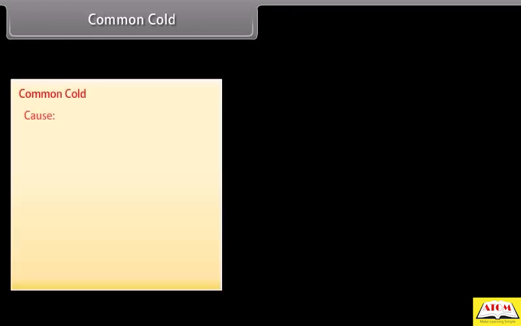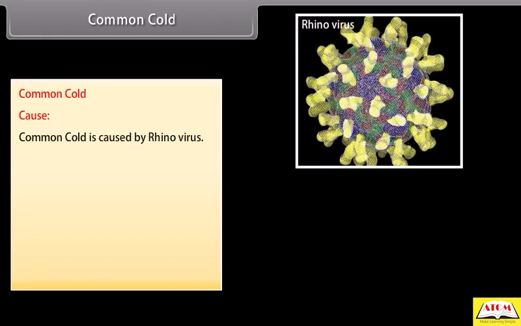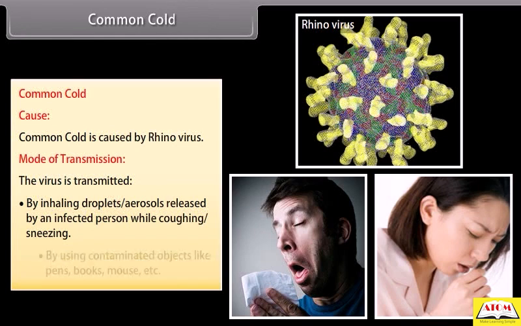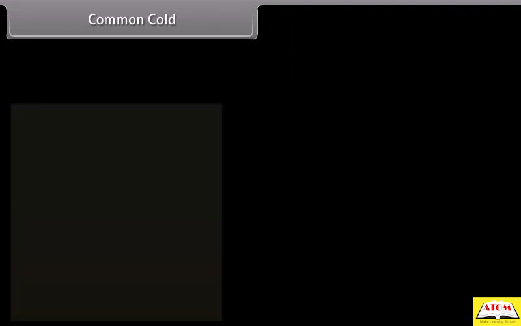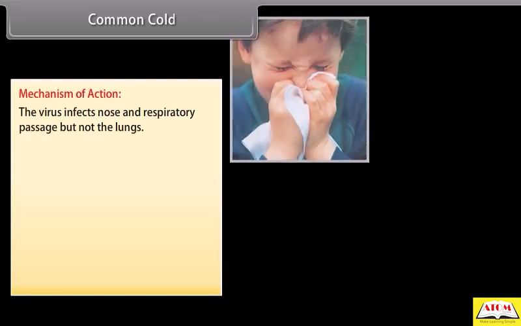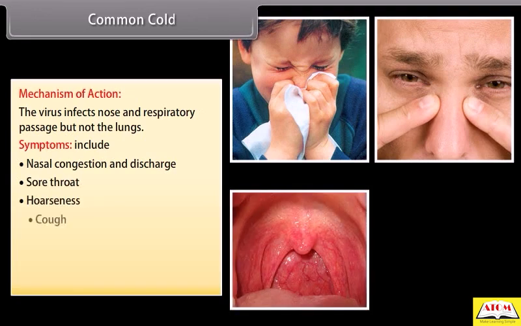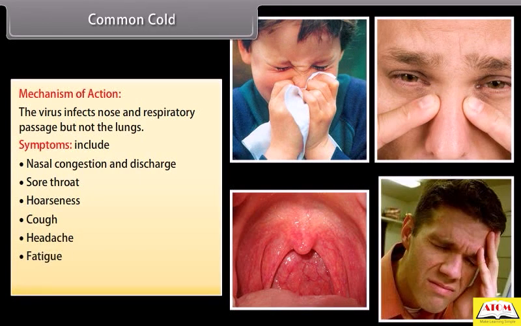Common cold. Cause. Common cold is caused by rhinovirus. Mode of transmission. The virus is transmitted by inhaling droplets and aerosols released by an infected person while coughing or sneezing, and by using contaminated objects like pens, books, mouse, etc. Mechanism of action. The virus infects the nose and respiratory passage but not the lungs. Symptoms include nasal congestion and discharge, sore throat, hoarseness, cough, headache, fatigue. The symptoms usually last for 3 to 7 days.